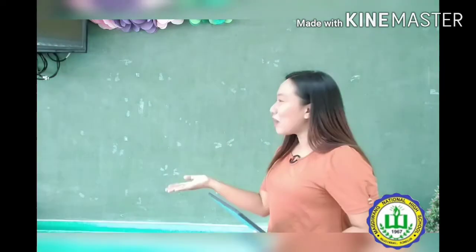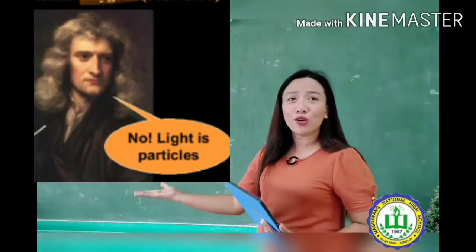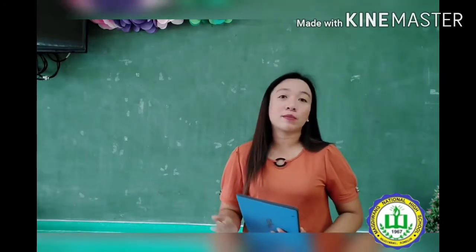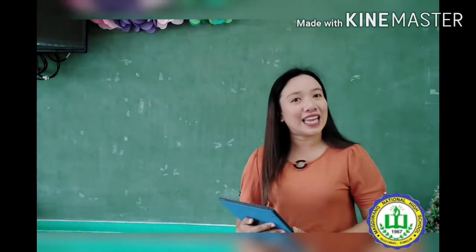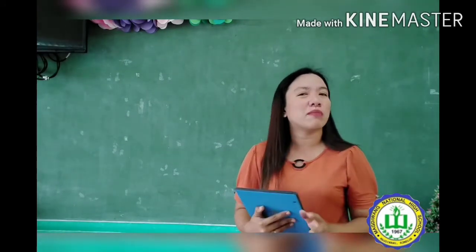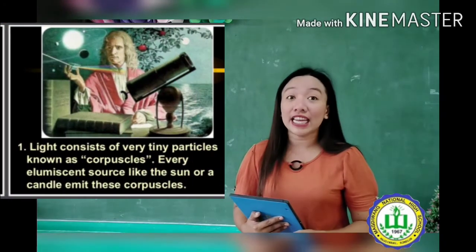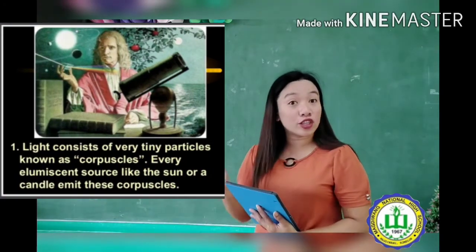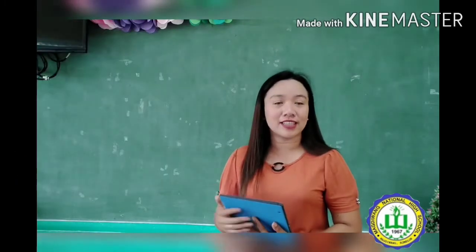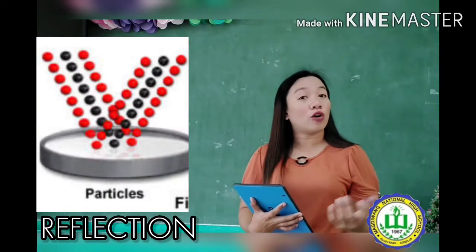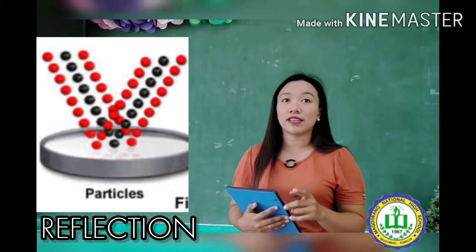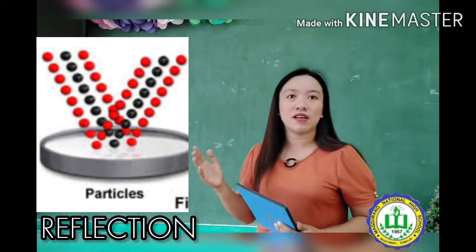But wait, sabi ni Sir Isaac Newton, no, it is not a wave, it is a particle. He proposed the corpuscular or the particle theory of light. So, according to the theory, Newton thought that light is made up of particles, and he named them corpuscles that travel through space in a straight line. He explains further that reflection is the bouncing of light as it hits a surface. Newton demonstrated that particles that collide with the surface bounce back.